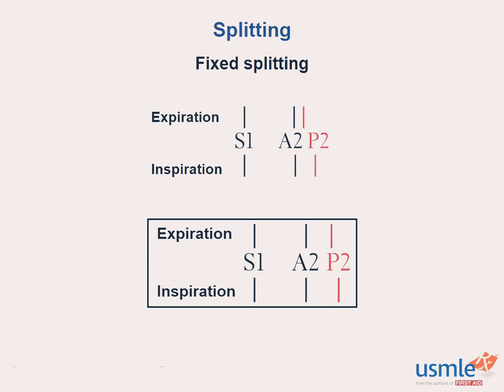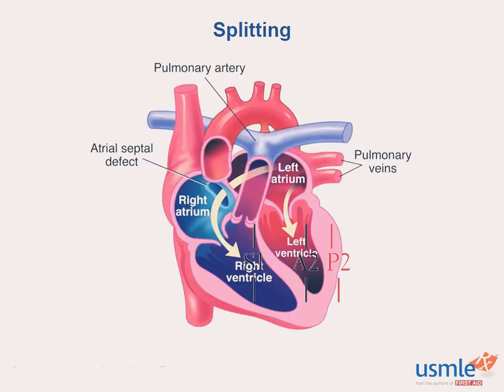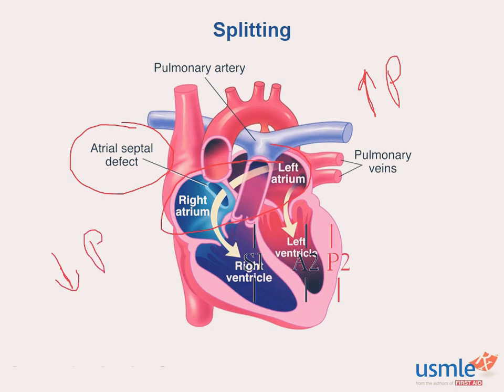Well, the most common pathology that causes fixed splitting is an atrial septal defect, or a defect in the septa splitting the right atrium and left atrium. You can see here. So, in an atrial septal defect, blood is shunted from the left atrium, or the atrium of higher pressure, to the right atrium, or the atrium of lower pressure. The blood flows from the left atrium into the right atrium and then down into the right ventricle.